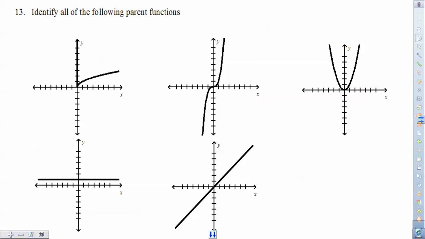So finally, to wrap this up, identifying all the following parent functions, just having a good idea on that note sheet of those 5 functions. All I'm asking you guys to do is just to give me the name for all of those.